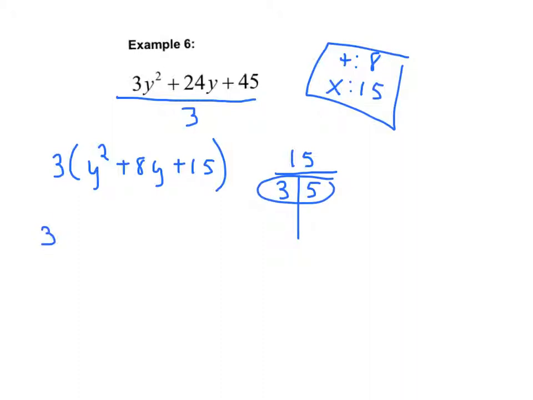So I would do 3, and then we would do y squared plus 3y plus 5y. That should be a y. Plus 15, and then group and factor.